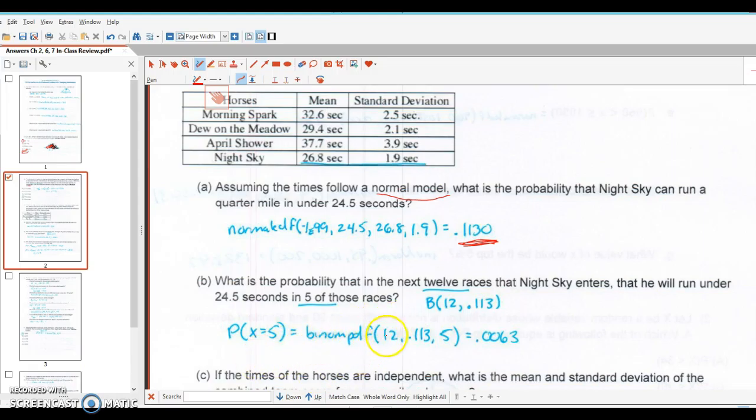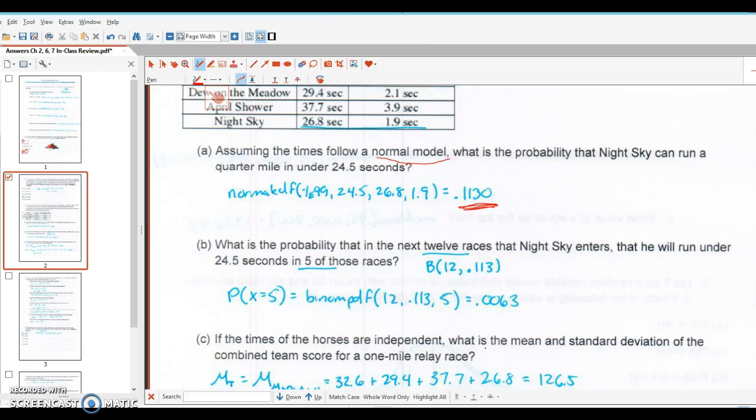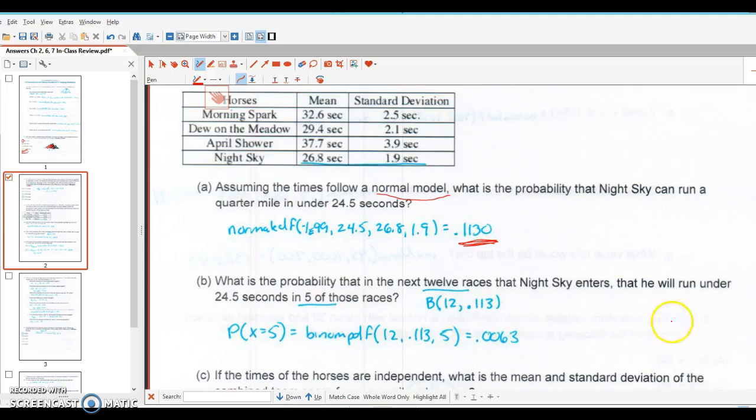Therefore, the probability that Night Sky runs under 24.5 seconds in exactly 5 of those races, X equals 5, would be binomPDF(12, 0.113, 5), and I get a little less than a 1% chance, so 0.0063 as the probability that occurs.